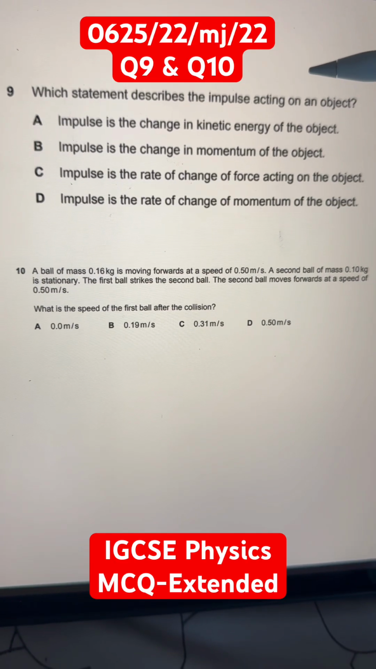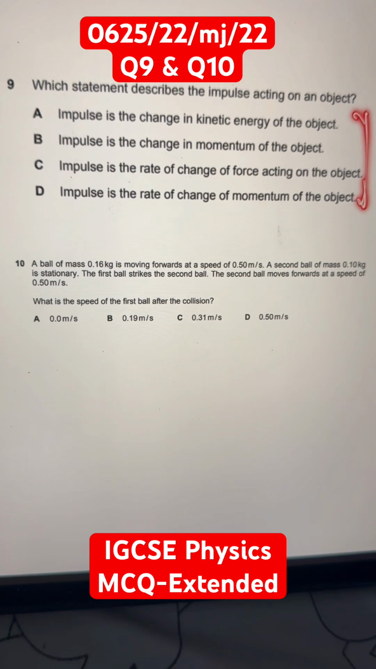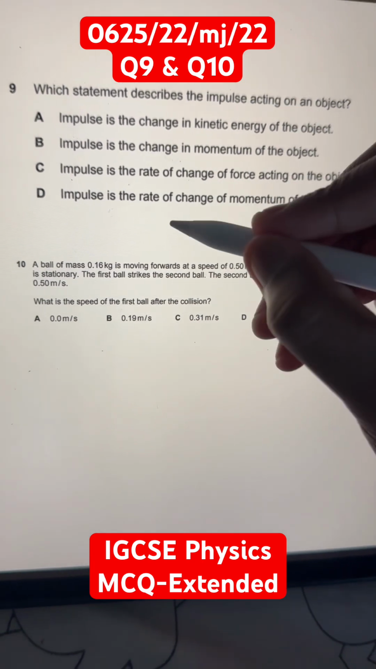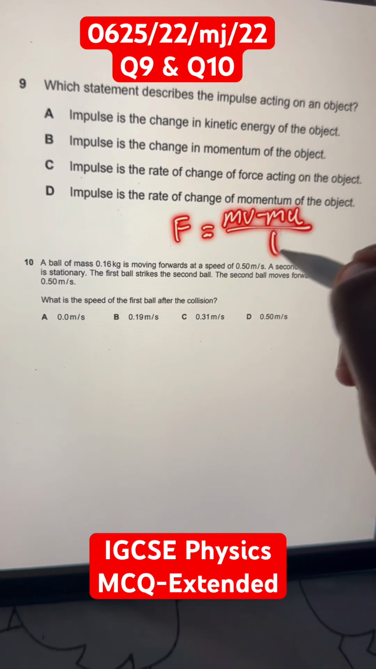Question 9. Which statement describes an impulse acting on an object? We have 4 options given. Well, we know that the impulse is basically when we take force is equal to the change in momentum divided by time. This is the formula.